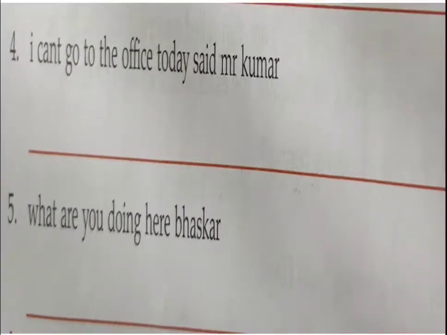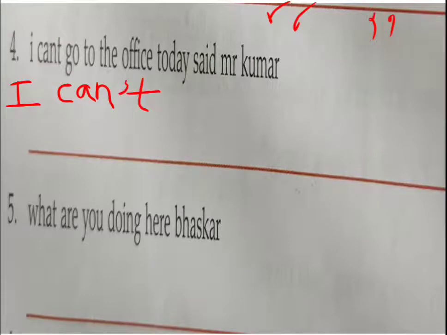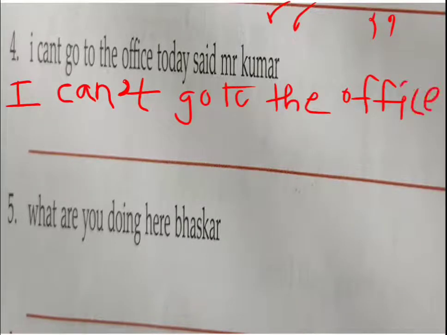Now look at number 4. I can't go to the office today, said Mr. Kumar. Now when there are exact words spoken by some person, what do we have to do with those exact words? We have to put them in inverted commas. So first of all, I, capital I, can't. I can't means I cannot. It's a short form. So what do we have to use? We have to use an apostrophe. I can't go to the office today, said Mr. Kumar.